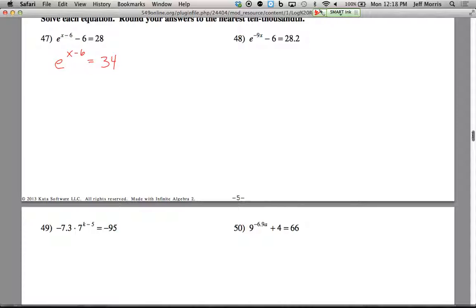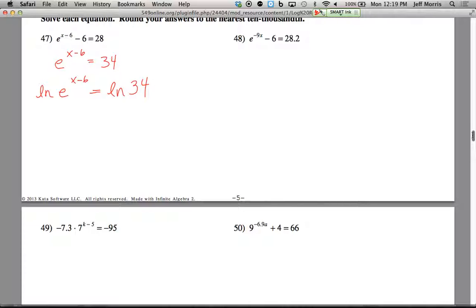We're going to log it, okay? So log of both sides, we're going to use the natural log. So we're going to go natural log of e to the x minus 6 is equal to natural log of 34. And for those of you who did it like Natalie and you just converted it to an exponent, you'll see we'll get the same result.